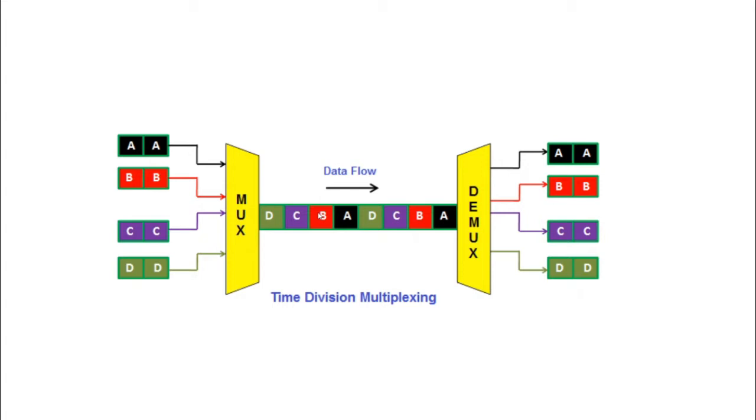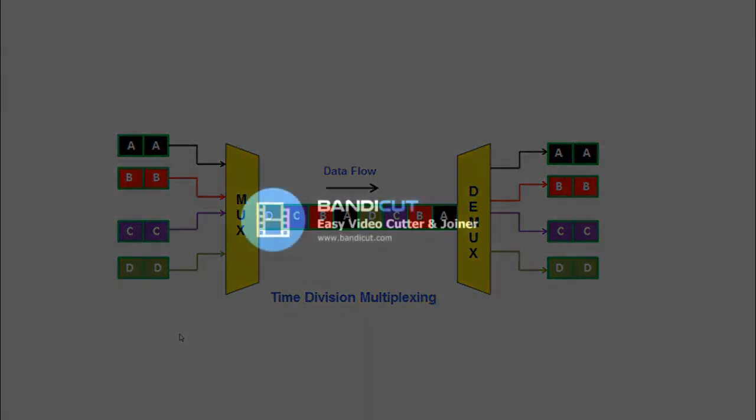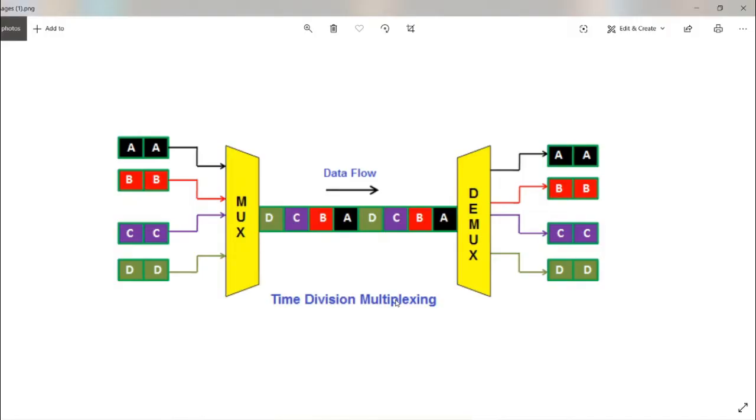When it comes to demultiplexing, here the incoming data is distributed to the particular destination. So AA should be given to the first destination intended by the first user, BB will be delivered to the second user, CC will be delivered to the third user, and DD will be delivered to the fourth user. Okay, so this is the concept of time division multiplexing.